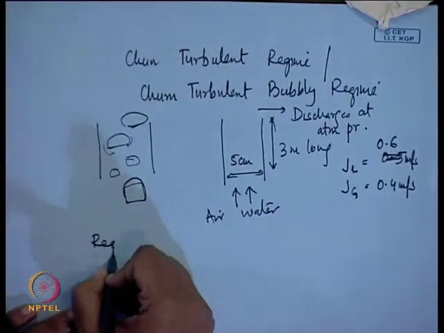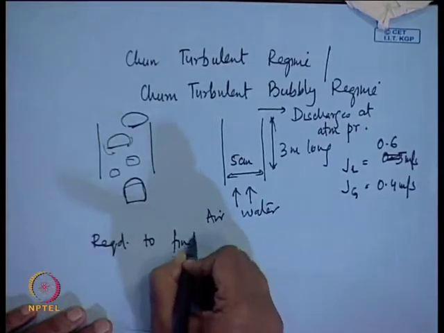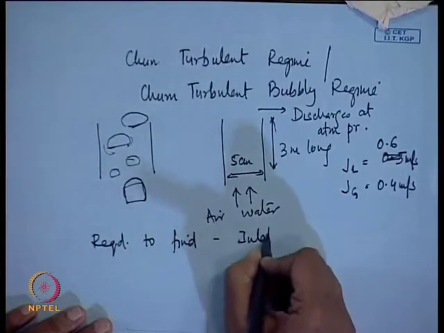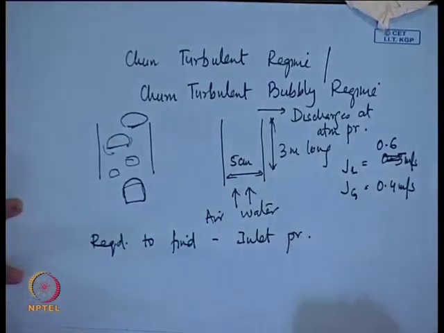You are required to find the inlet pressure, or in other words, you are required to find out the pressure drop across this. Once you know the pressure drop, you know the exit pressure, you can find out the inlet pressure. Now, for this particular situation, how do you propose to proceed? We see that both JL and JG are given, and it is told that you can assume bubbly flow to occur. Okay. Now, how to proceed in this particular case? What do you suggest that you should do for this particular case?